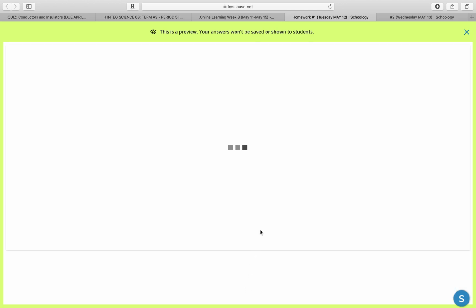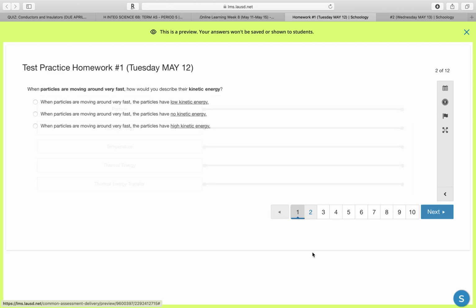So I saw that a lot of us had trouble with number 2. Number 2 says, when particles are moving around fast, how do you describe their kinetic energy? Remember, kinetic energy is the energy of motion. So if they're moving around fast, that means that they have a high kinetic energy. Just like when you drive your car really fast, the speed that you're going at is very high. It's a high number. Same thing. When particles are moving fast, the particles have high kinetic energy.